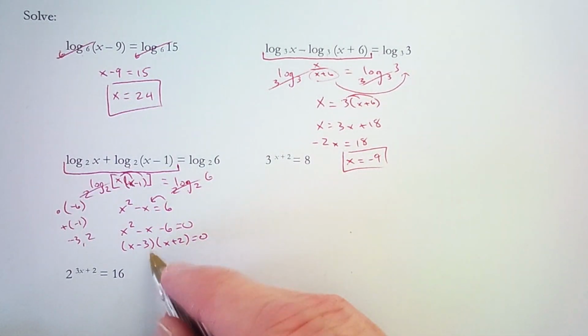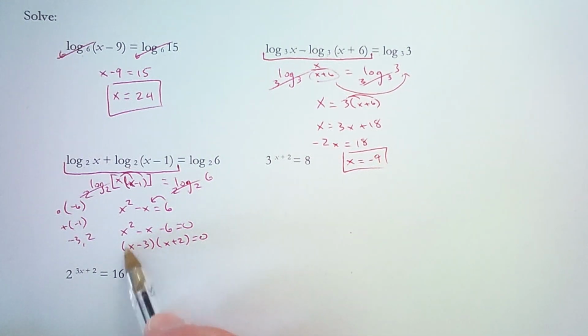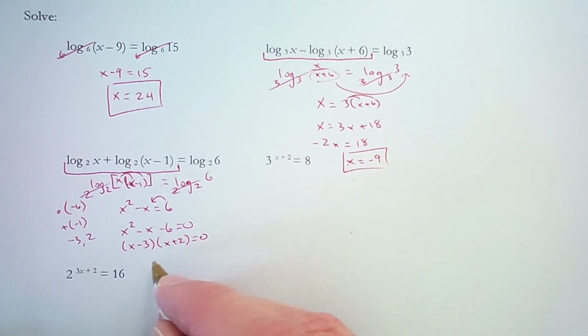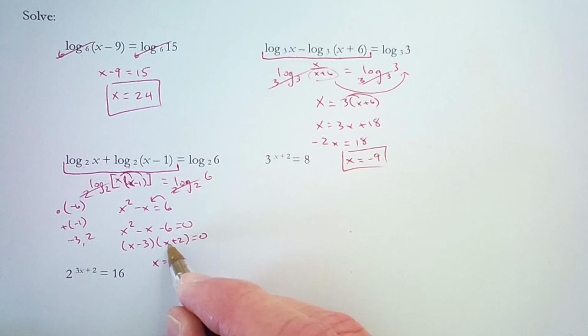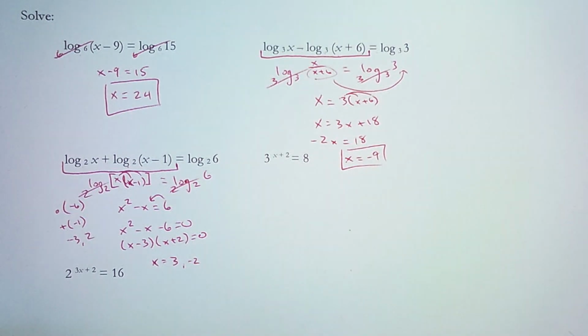Now my solutions then are going to be what makes this equal to 0, and that would be a 3. And what makes this equal to 0, and that would be a negative 2. So those are my two values of x.